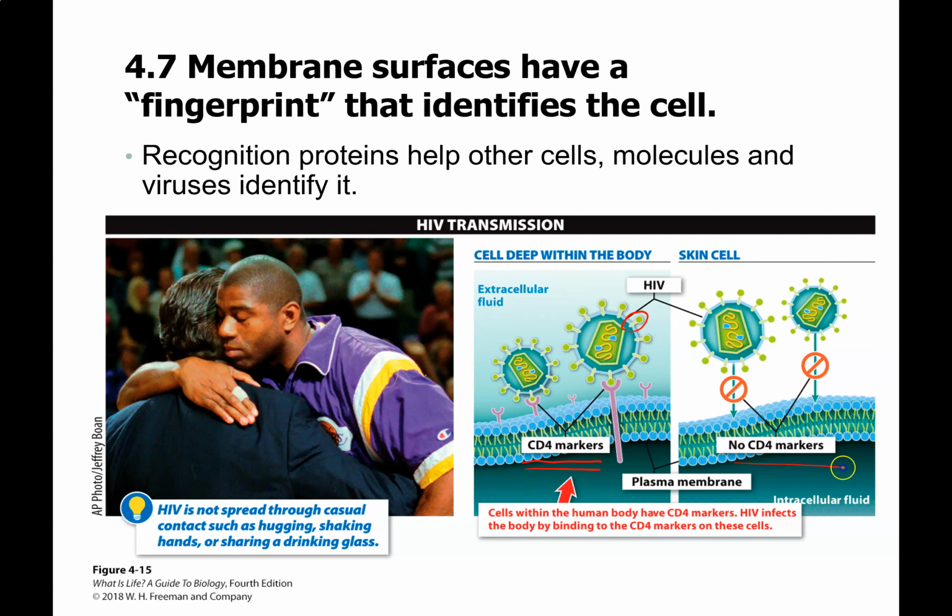If a cell does not have CD4 markers, it won't infect it. So this is why HIV is not spread through respiratory droplets. You can't sneeze on somebody and give them HIV because one, they're not sneezing out virus particles. And two, even if they were, they wouldn't be attaching to the cells in your respiratory system because they don't have those CD4 markers.